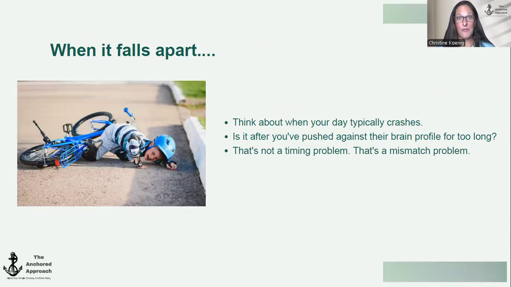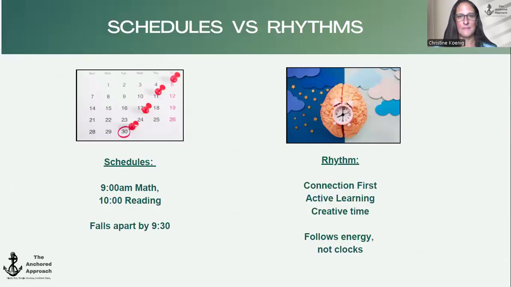Okay, so when this falls apart, think about, when does your day typically crash? Is it after you've pushed against their profile for too long? So that's not a timing problem. This is a mismatch problem. Okay, so this right brain child is not going to want to go and learn how to ride a bicycle if they don't feel like you have emotionally supported them. Okay, because learning to ride a bicycle is going to be new and big and scary. So they need that connection first. They don't need a lesson first.